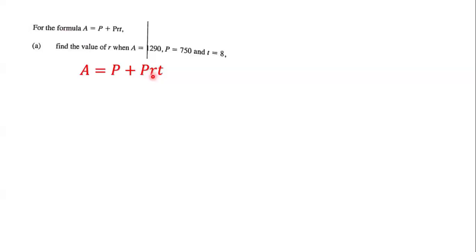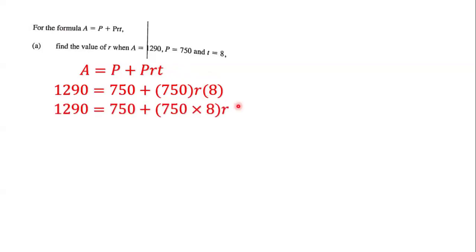We don't know what R is, but we know what T is. T is 8. And we know what A is. A is 1,290. And so let's substitute. A is 1,290, so we put that here. P is 750, so we put that here. And P is 750, so we put it here as well. We have R, and we put R here. We don't know what is the value of R. That is what we're trying to figure out. And we have T is equal to 8, so we put 8 here.